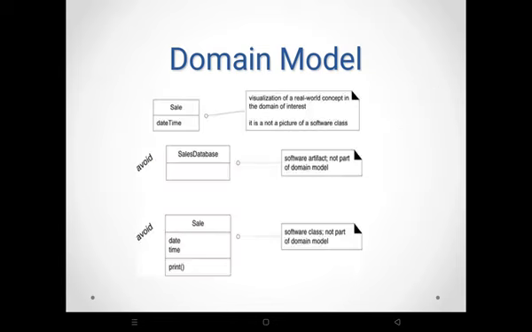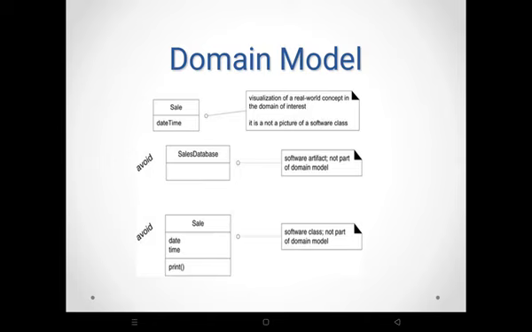See, this is an example of a domain model. The first conceptual class is not a picture of a software class. It is a visualization of a real world concept in the domain of interest. The first one is valid. See, it has the name, it has the attribute. It does not have any responsibility, so it is valid.